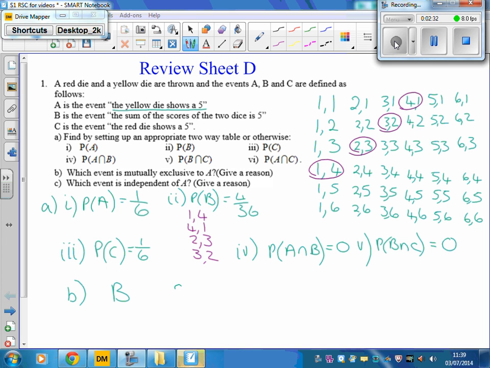For part c, which event is independent of A? Which event does not affect the outcome of event A? Obviously, rolling the red dice and getting a 5 does not affect whether the yellow dice is a 5, so the one that is independent is event C.